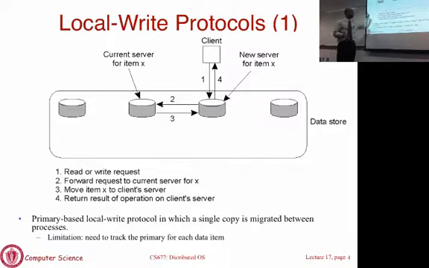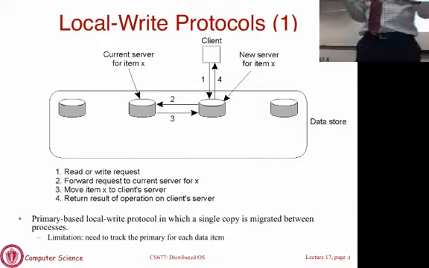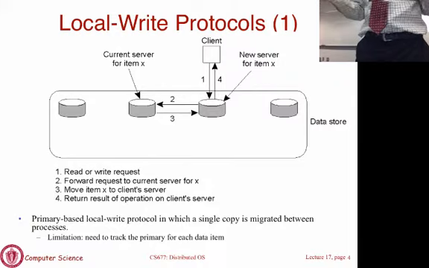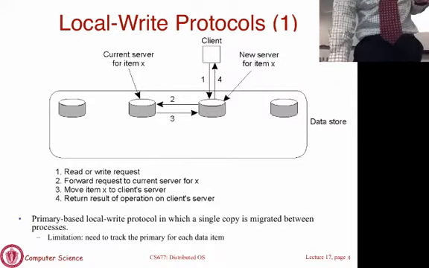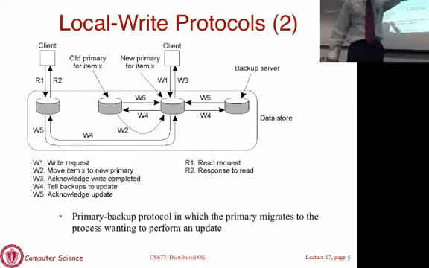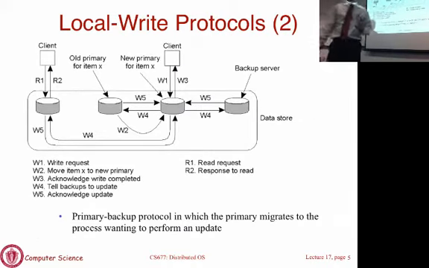Now, this performance is better, but because the primary keeps changing, you need to have additional techniques that keep track of who is the current primary. You can't use some static scheme like hashing the file name to tell you the primary, where you don't need to keep additional info. Here you need to have separate metadata to track the primary for each data item. As far as what happens once a write comes in, how it's propagated is exactly the same as the remote write protocol.